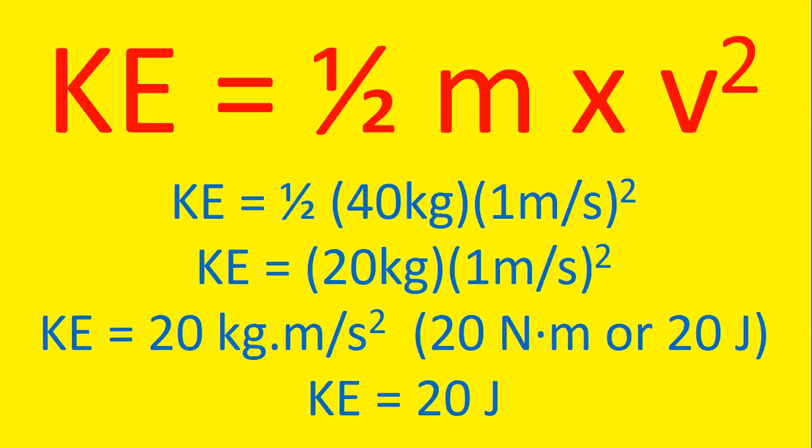1 joule is the amount of energy needed to apply a force of 1 Newton over a distance of 1 meter. So what about Juan's dad? His mass is 80 kilograms, and he's running at the same velocity as Juan, 1 meter per second. Because his mass is twice as great as Juan's, his kinetic energy must be twice as great as well. Let's check it. And sure enough, because he has twice the mass, his kinetic energy is twice as much. He has 40 joules of kinetic energy compared to the 20 joules that Juan had.